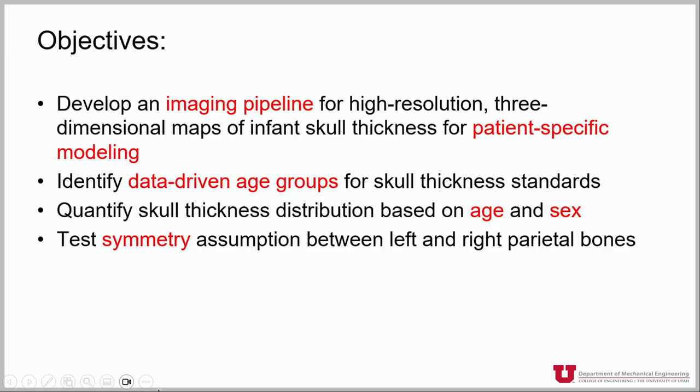We also wanted to identify data-driven age groups. You saw in my previous study that we just broke it up 0 to 4, 4 to 8, 8 to 12. This happens all the time. It's a kind of a priori definition of age. But I was wondering, are those classifications really appropriate? Where should we be drawing the line for the different age divisions, looking at skull thickness in particular? We wanted to do this with our data set to see what categories we should really be looking at. And then, of course, we want to look at how skull thickness varies with age and sex, and then test that symmetry assumption.